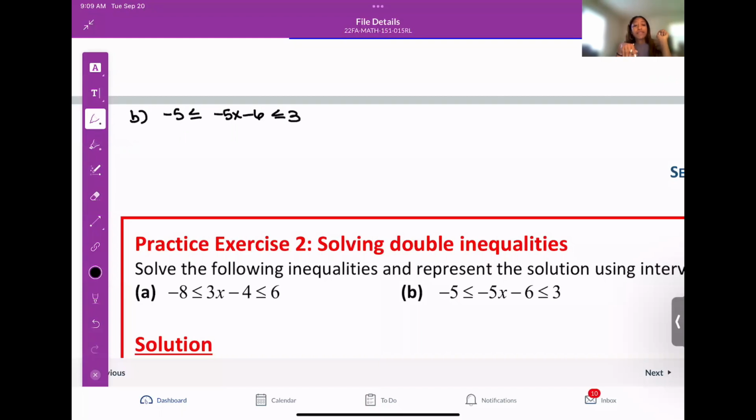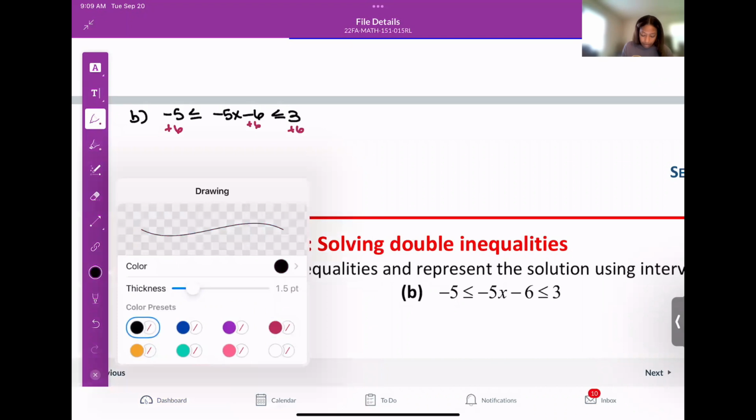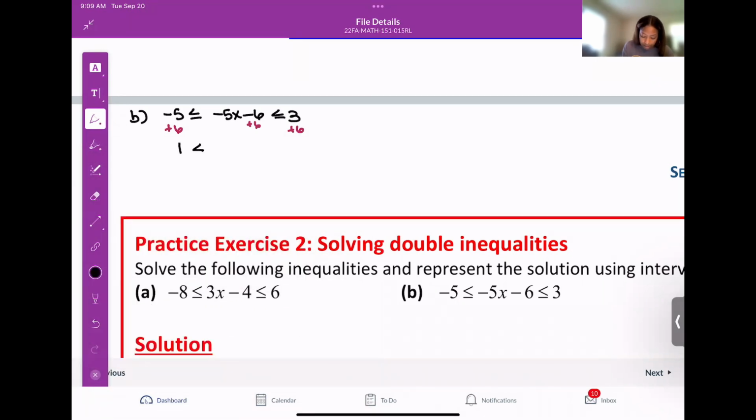So we're going to take the -5x minus 6 and try to get rid of the -5 and the minus 6. So we're going to start off by adding 6. And you have to add it in each of the three parts. So we're going to add a 6 to the -5, add a 6 in the middle, and add a 6 to the 3. This gives us 1 is less than or equal to negative 5x, which is less than or equal to 9. All right. So that's step 1.